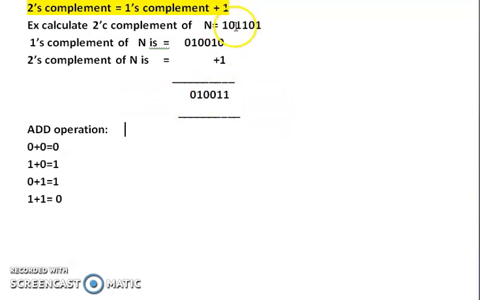So for any number, you can calculate 1's complement plus 1. Again 1, and it does not forward any carry. Suppose if it is 1 plus 1, again the carry is 1. So 1 plus 1 gives the sum. In the above three cases, the carry is also 0.